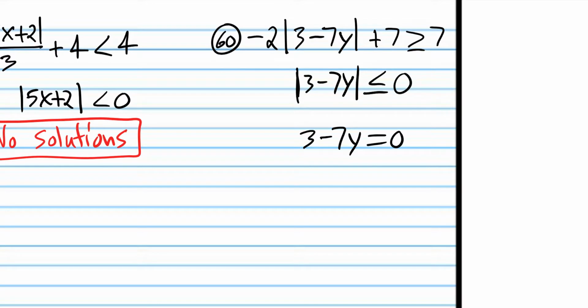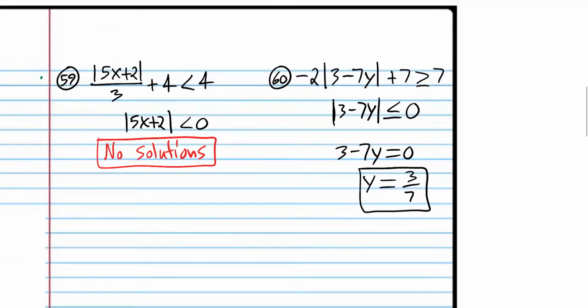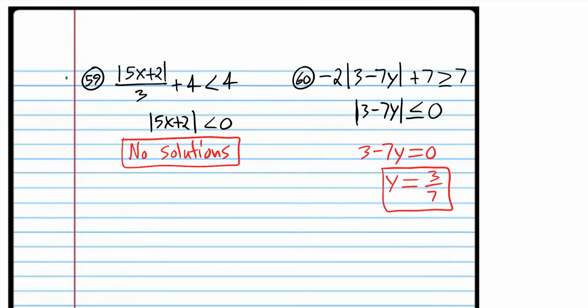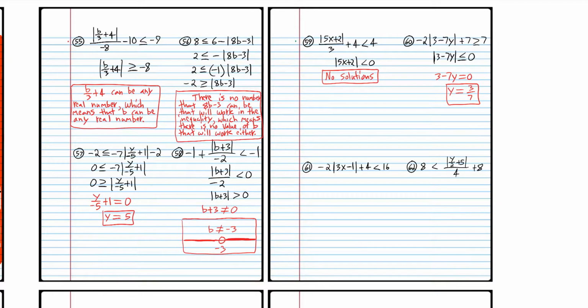So we're going to subtract 3 from both sides, divide both sides by 7, and y is equal to 3 over 7. So if you got that answer right, good job. All right, try number 61, and when you come back, we'll do it together.